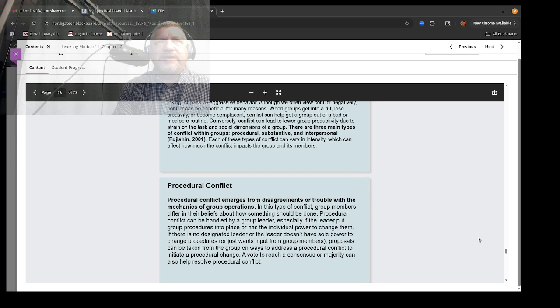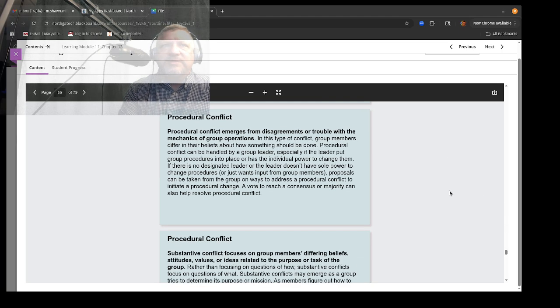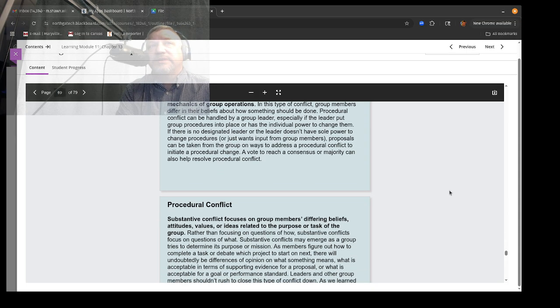So when we think about procedural conflict, it emerges from disagreements or trouble with the mechanics of group operations. This is purely procedural, meaning they don't like the rules, don't like sole power in the hands of one. There could be a lot of things. We want to have a vote, we want to have democracy in this group. Okay, that's procedural.